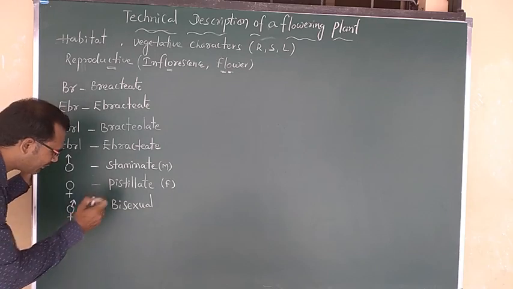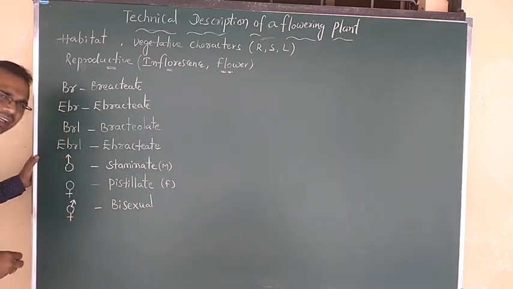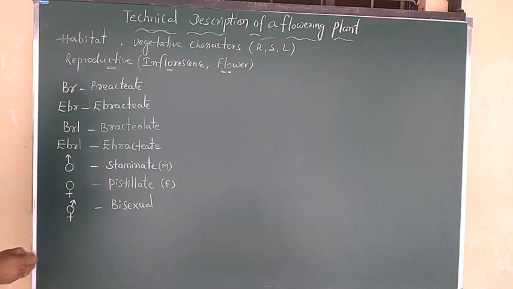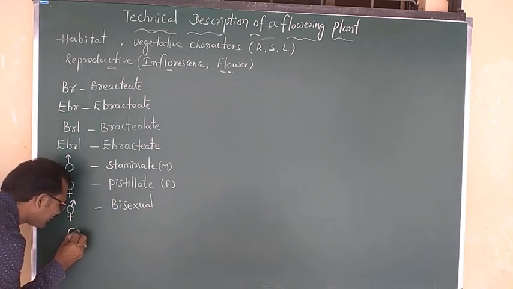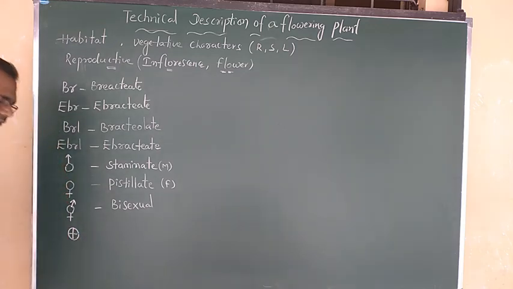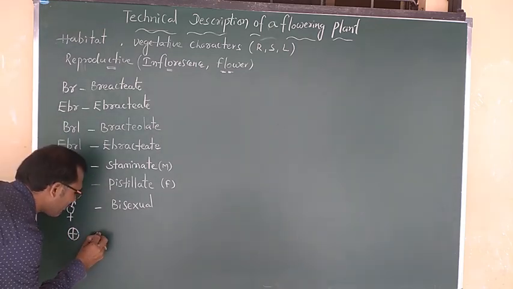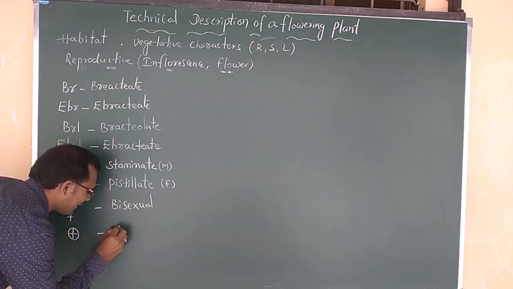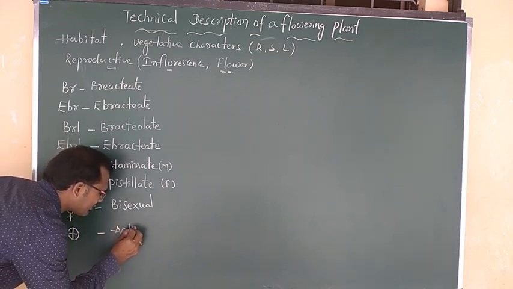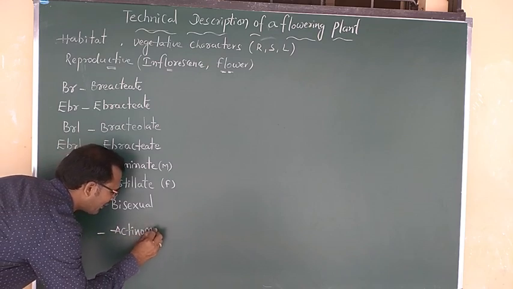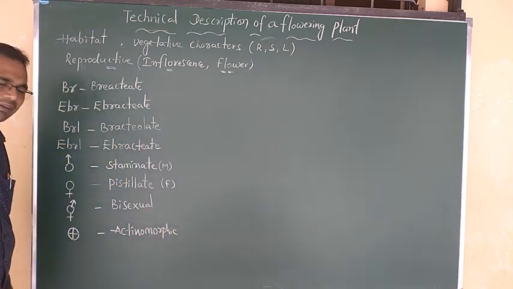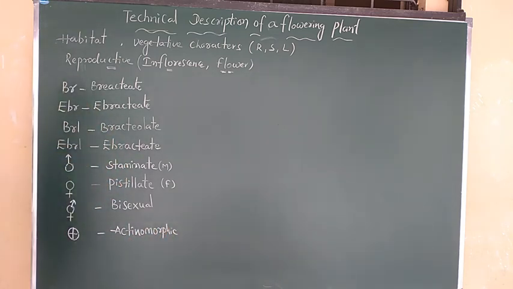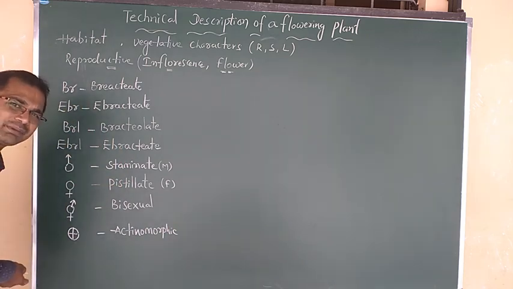Next, another one. Symmetry we are discussing. What is the symmetry? This indicates what type of symmetry? That is radial symmetry. That flower we call what? Actinomorphic flower. This symbol indicates actinomorphic flower, or radial symmetry.